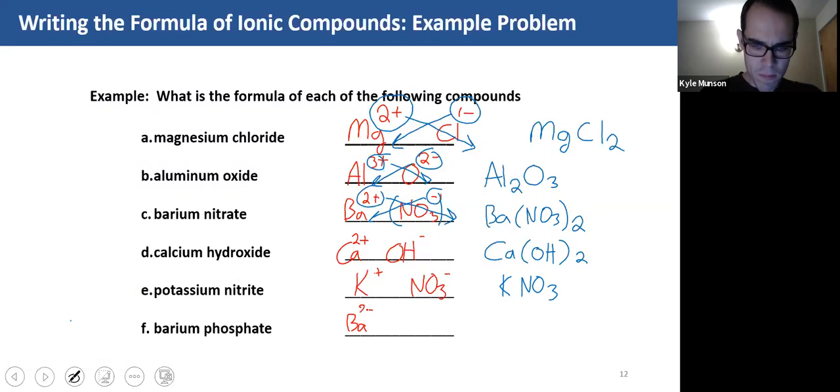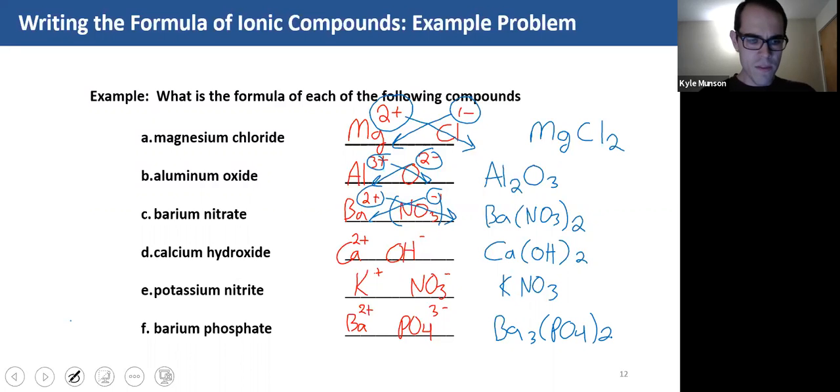Okay, barium, 2+. Phosphate is this one. This is interesting. So we crisscross. What you should have gotten is barium phosphate.